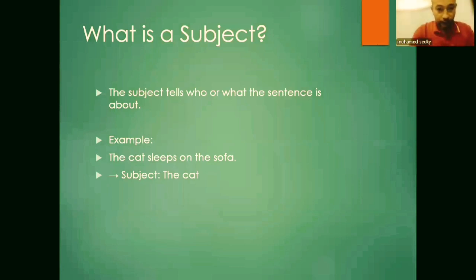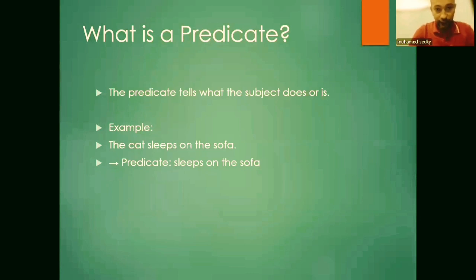Now, if we look at the predicate, it's what the subject is doing. So we can say it refers mainly to the verb of the sentence. It refers to the action that the subject is doing. In other words, the predicate tells what the subject does or is. So here we're referring to the action that's taking place by the subject.